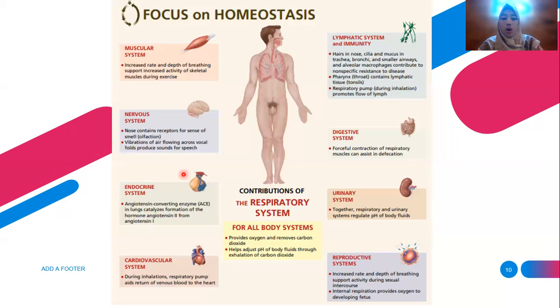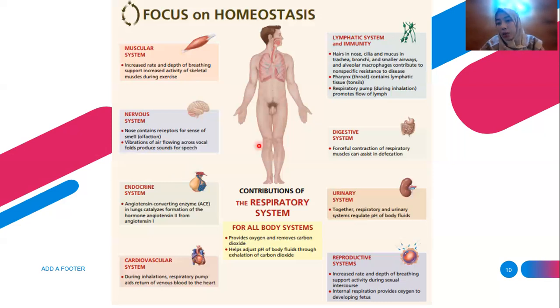And the respiratory system also supports the endocrine system: angiotensin converting enzyme, or ACE, in the lungs catalyzes formation of the hormone angiotensin 2 from angiotensin 1. And the respiratory system also supports the cardiovascular system. During inhalation, the respiratory pump aids return of venous blood to the heart.